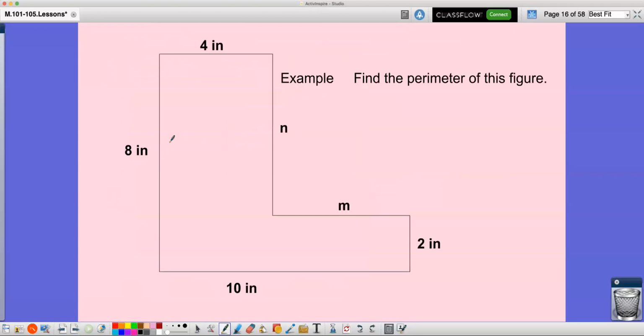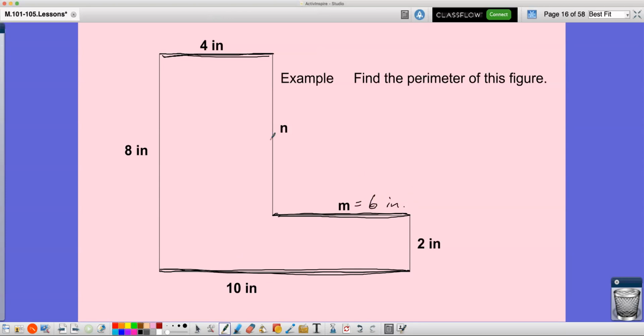All right, moving on. Let's try this one. So it looks like I'm missing an N here. I don't know what N is or M. So in that case, I just need to recognize that I'm going to do the horizontal lines. These two horizontal lines will add up to this horizontal line down here. So all my horizontal lines. So if I've got 10 minus the 4, I know what M is. M equals 6 inches.